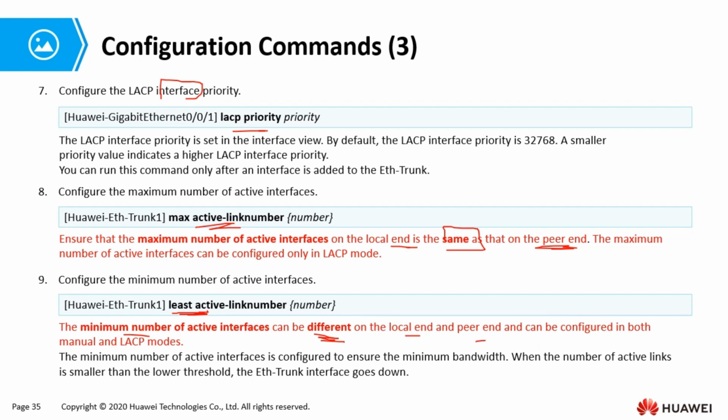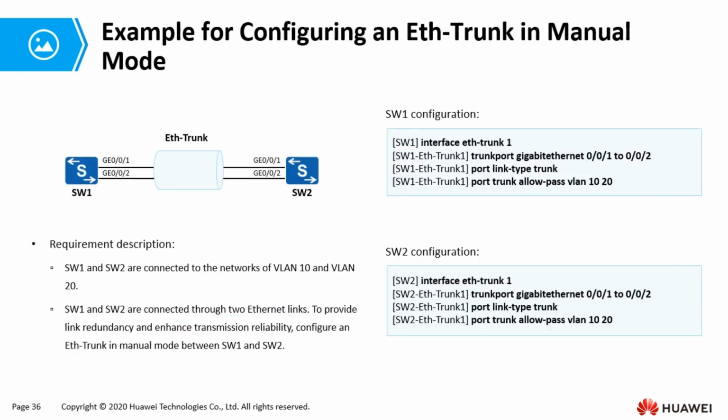If the bandwidth is too small, services that require high link bandwidth may become abnormal. In that case, you can disconnect your Eth-Trunk interface to switch the service to another path, through the high reliability mechanism, to ensure that the service can run normally.